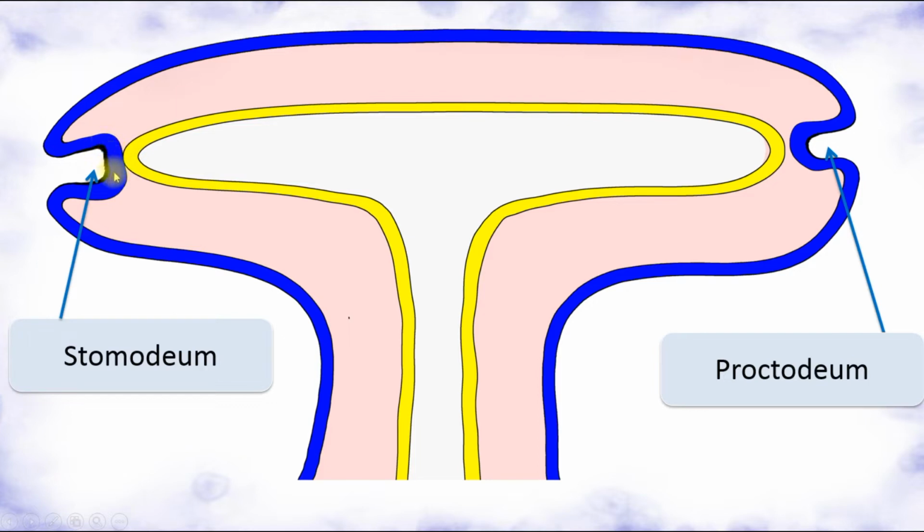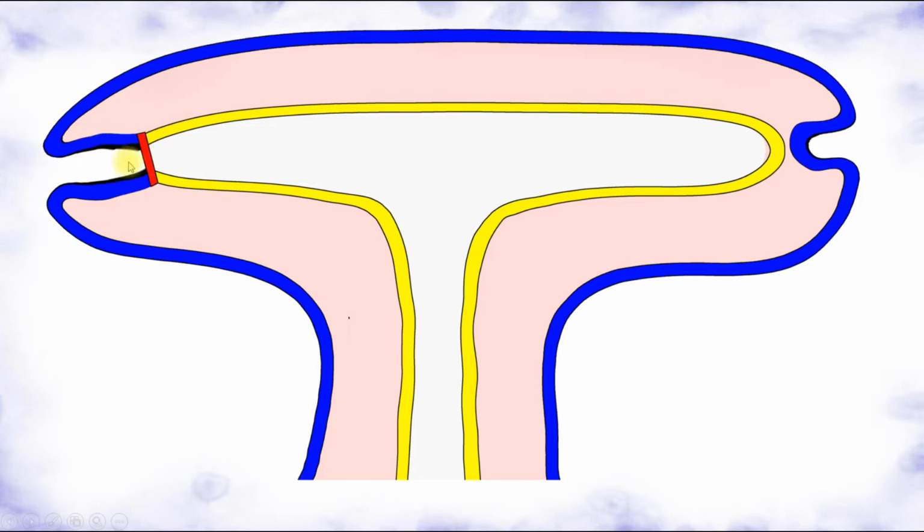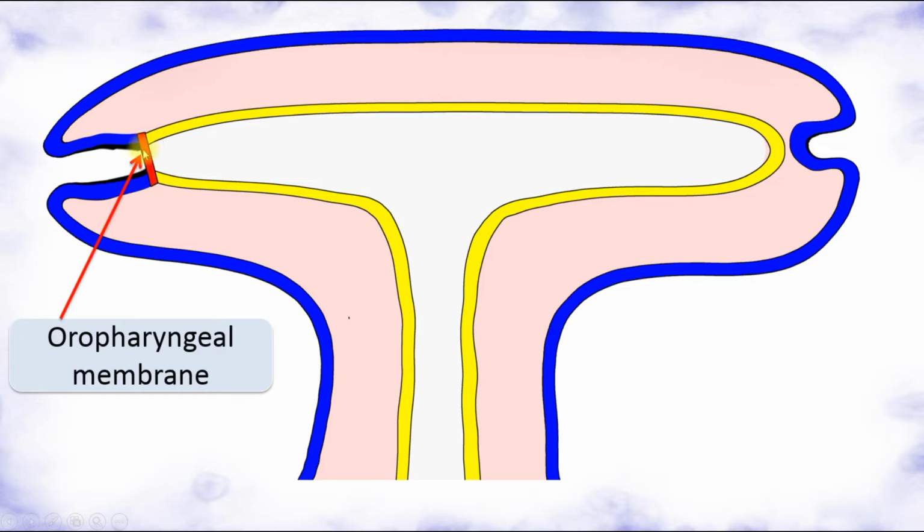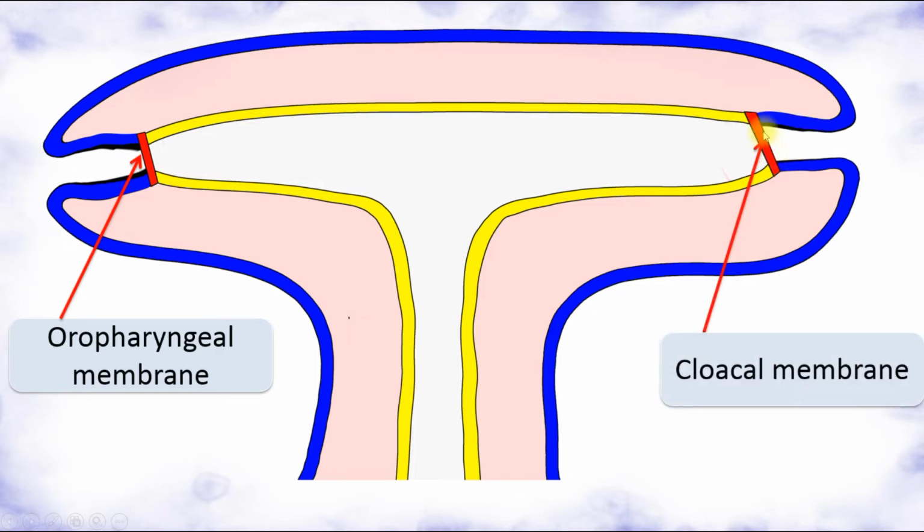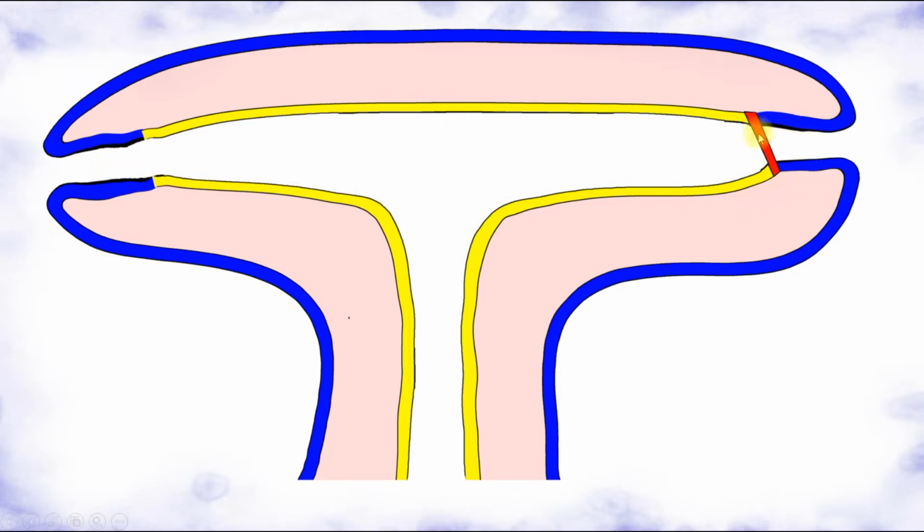Later, ectoderm and endoderm, in the place of their attachment, will form the oropharyngeal membrane, and here ectoderm and endoderm will form the cloacal membrane. Here we can see the cloacal membrane and oropharyngeal membrane. Later, the oropharyngeal membrane will be broken, as well as the cloacal membrane. And here we can see that the intestinal tube is complete. We can see the embryonic oral cavity, embryonic anus, and between them there is the intestinal tube which develops from endoderm.